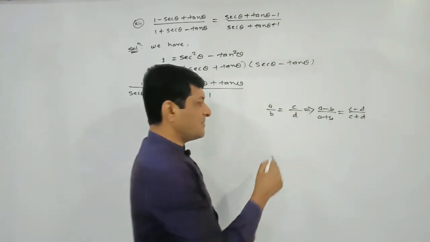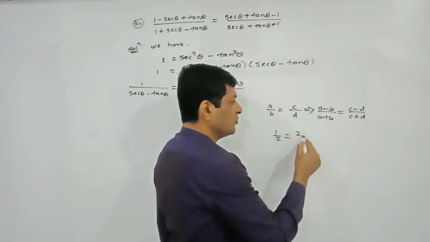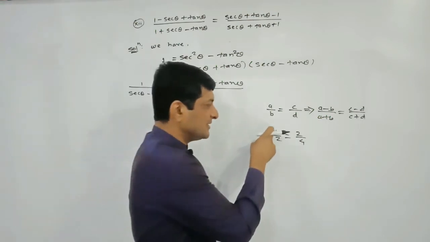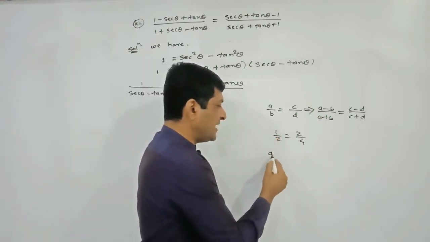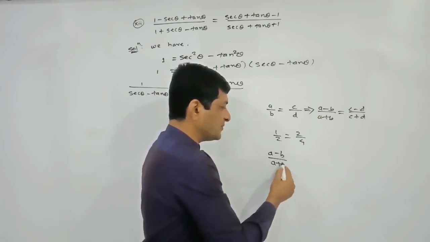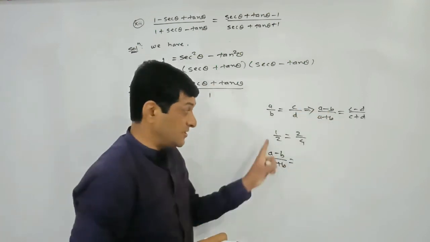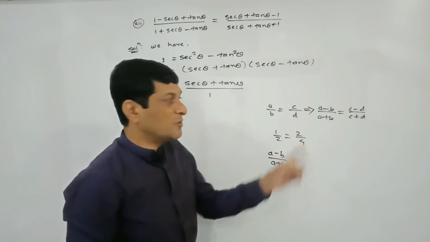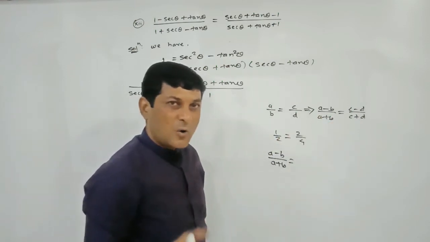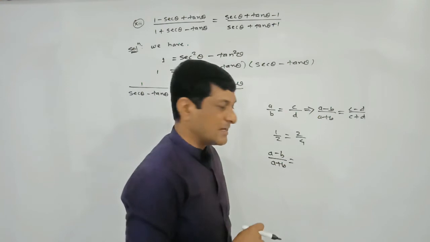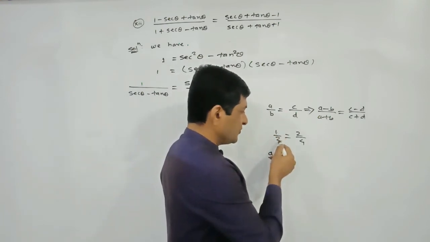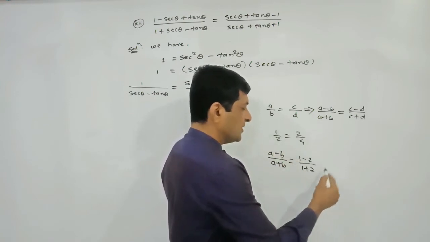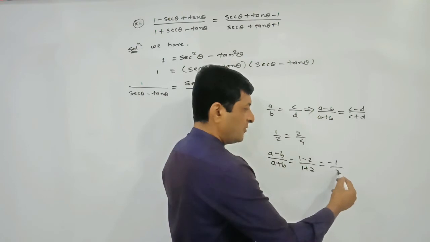Just consider one example, 1 by 2 and 2 by 4. What is the ratio of 2 by 4? It is 1 by 2. So these two ratios are equal. Now consider this as A and this as B. Let us find the value of A minus B upon A plus B, the left hand side. I am giving this example so that you can easily understand this result. All such results we have studied in our earlier classes. A minus B means 1 minus 2, and A plus B means 1 plus 2, so it will be equal to minus 1, and in the denominator we get 3.